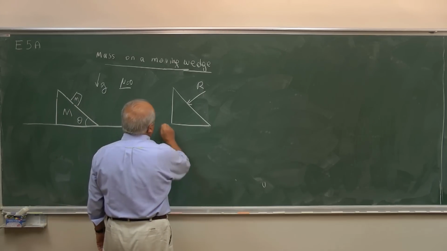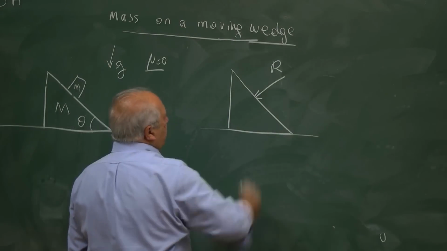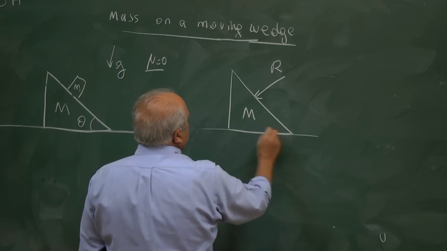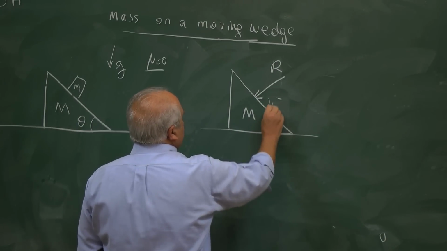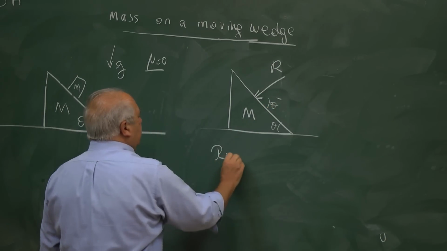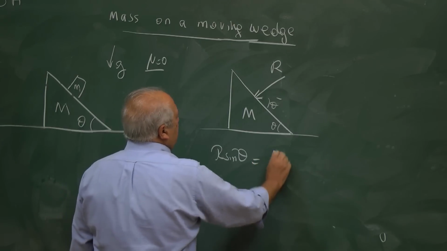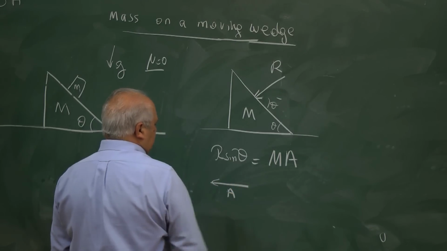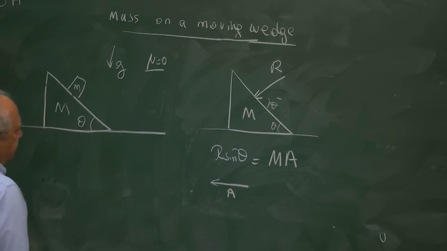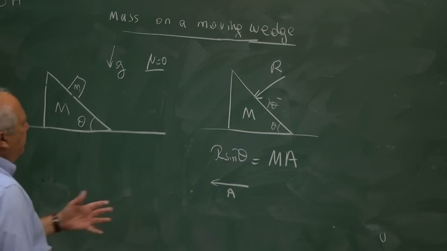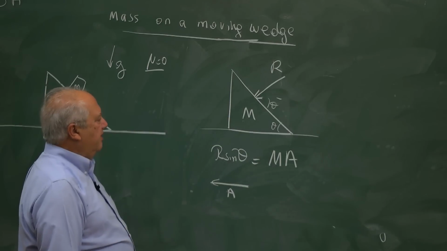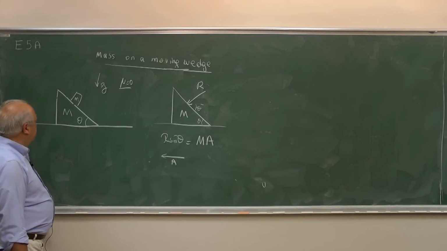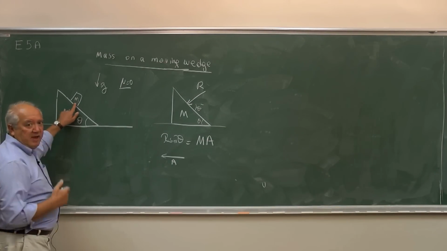Since g is down, I don't care. Here is M. So this is theta, this is theta. Hence, R sine theta is equal to M times a. Okay? I am taking a like this. So obviously, mass M will move to the left. Now, the tricky point is how to study the motion of mass m.